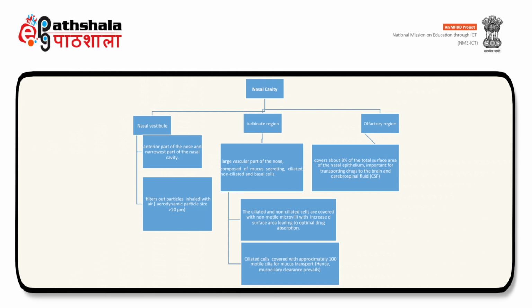The turbinate region is the large vascular part of the nose composed of mucus secreting ciliated and non-ciliated and basal cells. The ciliated and non-ciliated cells are covered with non-motile microvilli with increased surface area leading to optimal drug absorption. Ciliated cells covered with approximately 100 motile cilia for mucus transport, therefore mucociliary clearance prevails. Coming to olfactory region, this covers about 8% of the total surface area of the nasal epithelium, important for transporting drugs to the brain and cerebrospinal fluid.